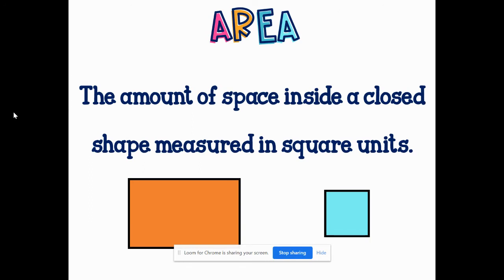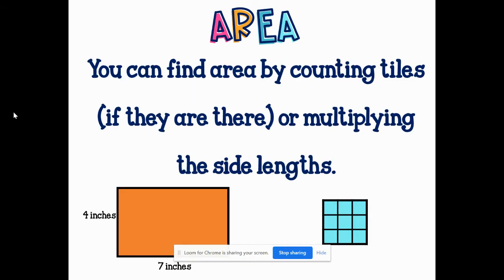Area is the amount of space inside a closed shape measured in square units. Looking at the two polygons below, notice how the rectangle is shaded in orange. The orange is representing the area of the rectangle, and in our second polygon, the blue is representing the area of that square. Both of those are shaded in to represent the space inside of those closed shapes. So that is the area.